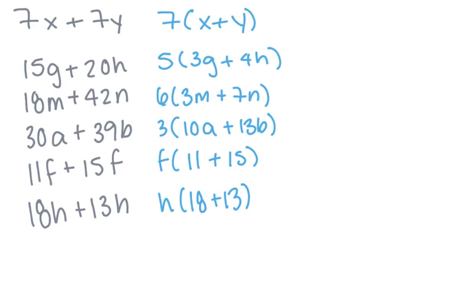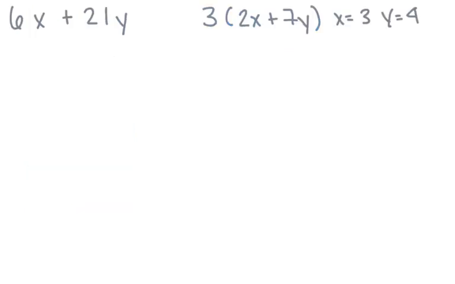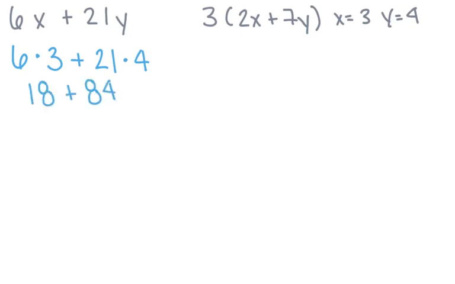So now let's move on to, we're going to evaluate some expressions. All right, so we're going to be evaluating these two expressions. So 6x plus 21y and 3 parentheses 2x plus 7y, where x is equal to 3 and y is equal to 4. So we're going to start with the 6x plus 21y, and we're going to plug in our numbers. So our 6x is going to turn into 6 times 3 plus 21 times 4. So then this becomes 18 plus 84, which gives us 102.